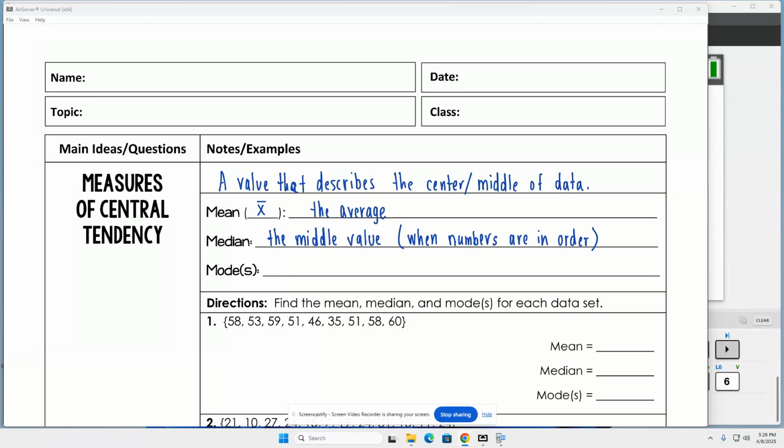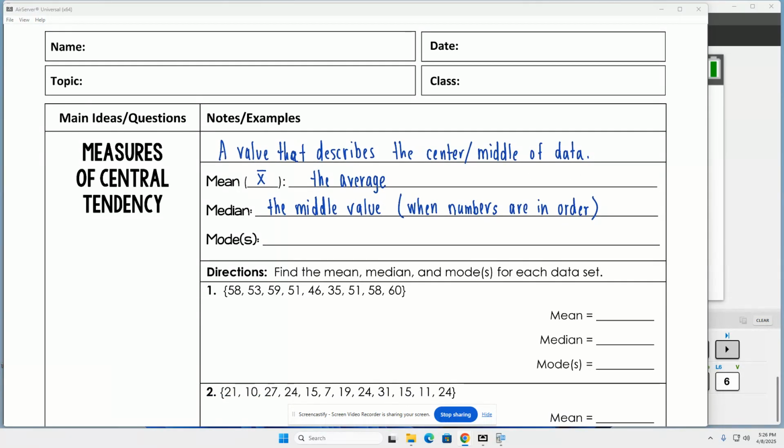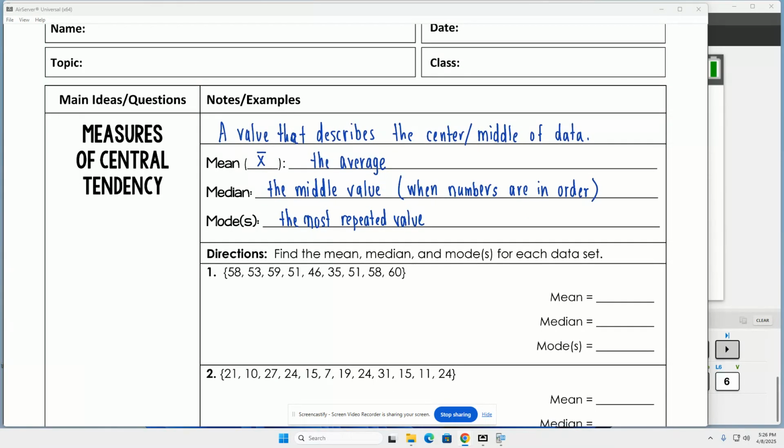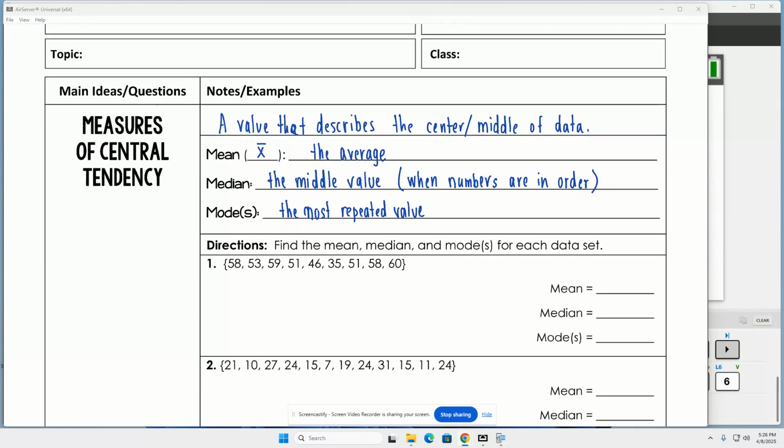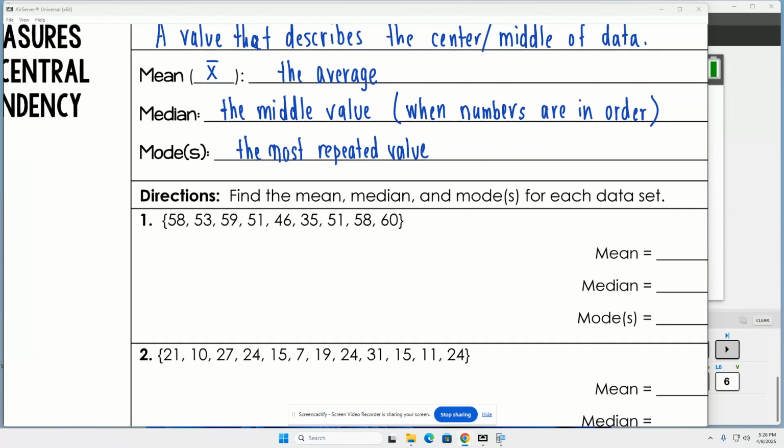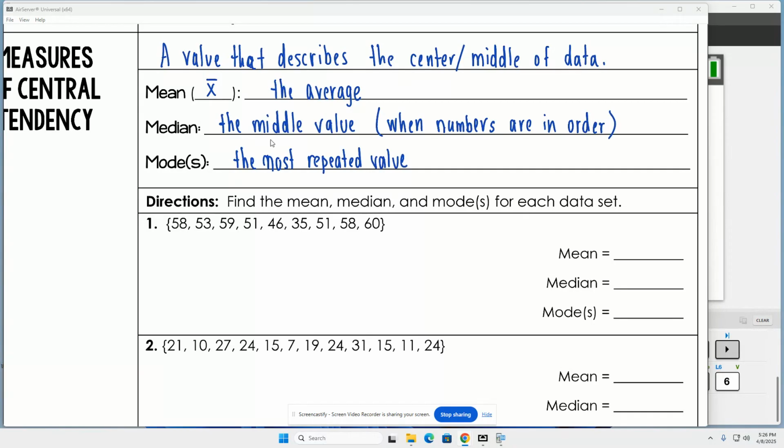And the only one that your calculator won't find is the mode, and that is your most often occurring. So literally you look at the one that occurs most often. It's the most repeated value. So listen, if every one of your numbers is only used once, you have no mode, okay? Nothing is repeated.